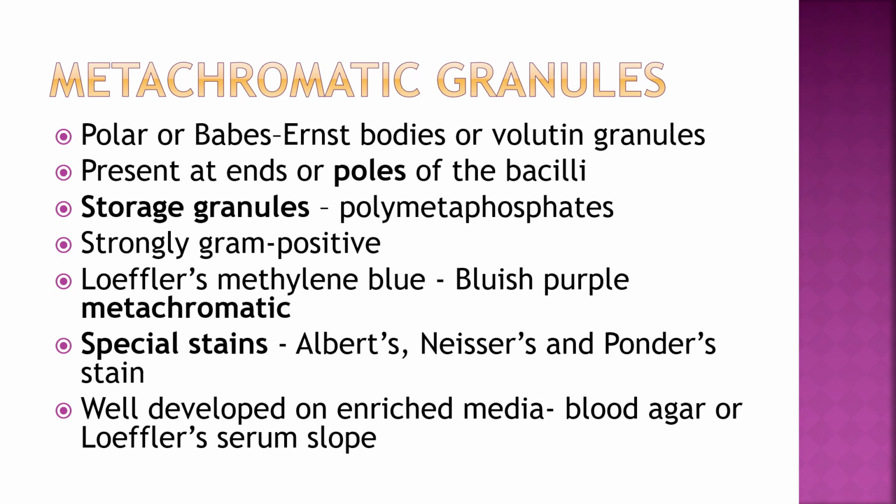These metachromatic granules are present at the end of the bacteria, also called polar or Babes-Ernst bodies or volutin granules. They are present at the ends or poles of the bacilli. They are storage granules and they contain polymetaphosphates. They are strongly gram-positive compared to the other part of the bacteria. They are stained by Loeffler's methylene blue and appear as bluish purple metachromatic granules. Special stains for these granules are Albert, Neisser or Ponder stain. They are properly developed on enriched media like blood agar or Loeffler's serum slope.